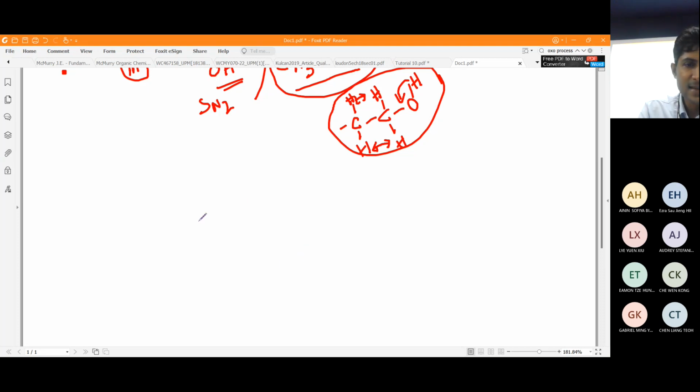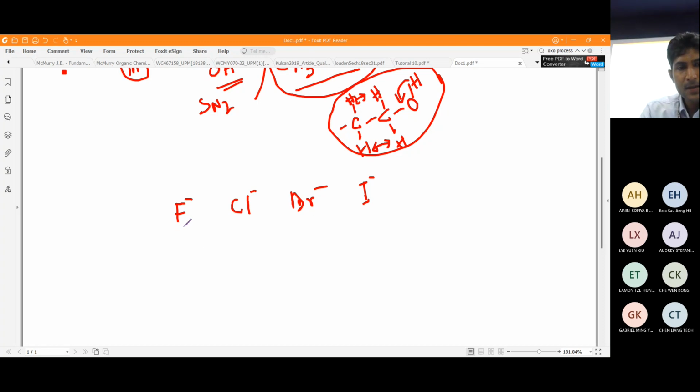So let's say fluorine, bromine, or iodine. Fluorine is always an exception, but I'm keeping it here just to make it easier for you to understand. When you go down the periodic table, fluorine has the smallest atomic size and iodine has the biggest atomic size.